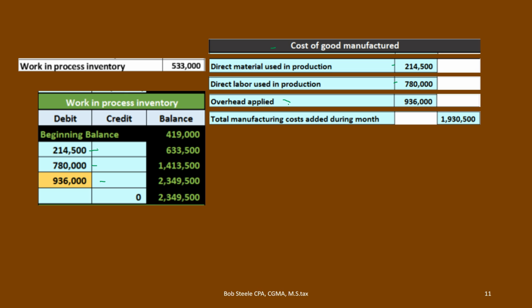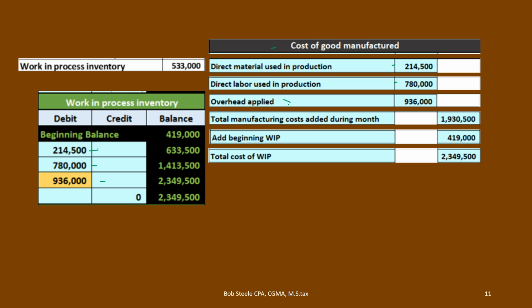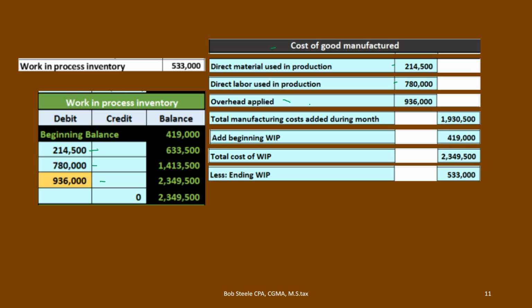So the manufacturing costs added during the month, if we add those up, 1,935,000. Then we're going to add to that the beginning work in process, and that brings us to a total cost in work in process of 2,349,500. Then we're going to subtract out of that the ending work in process, the 533.